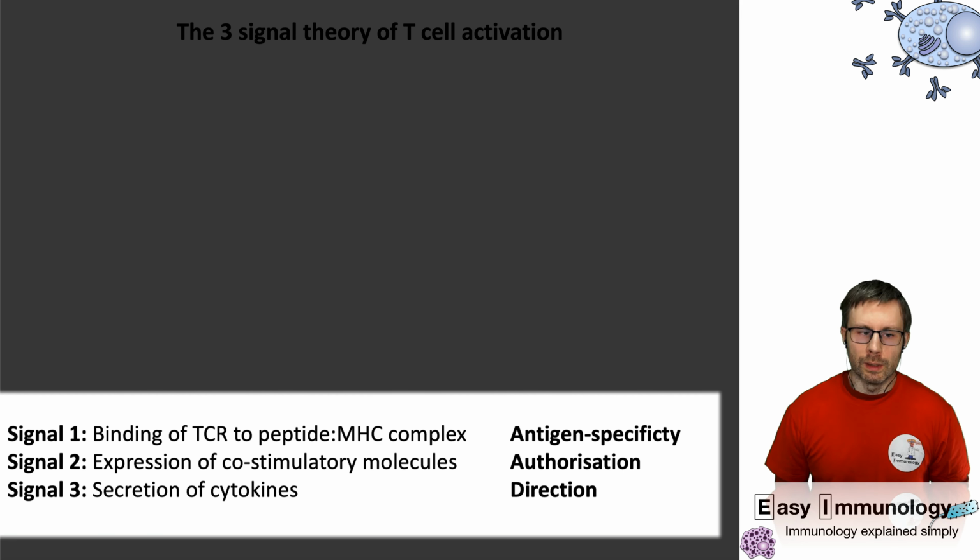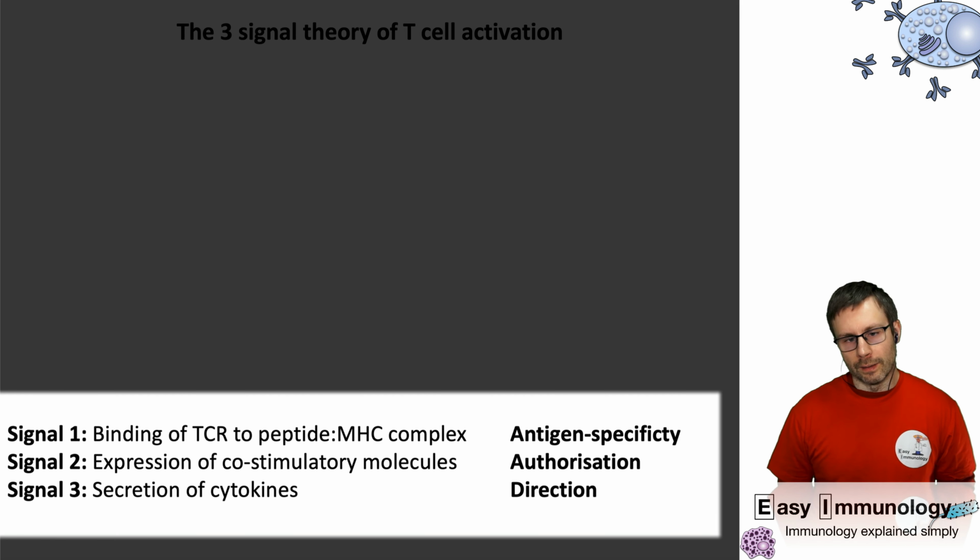And what these signals do is, signal 1 ensures that only a T cell specific for a certain pathogen gets activated. Signal 2 makes sure that this only happens once the antigen presenting cell has decided that this cell is dangerous, because only then we have the expression of the costimulatory molecules. And signal 3 makes sure that the T cell is aware and knows what to do and what kind of T cell to become.